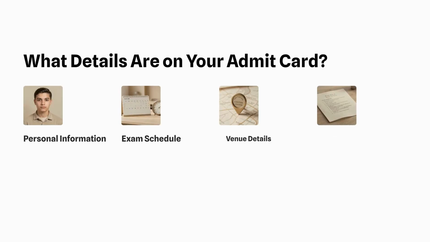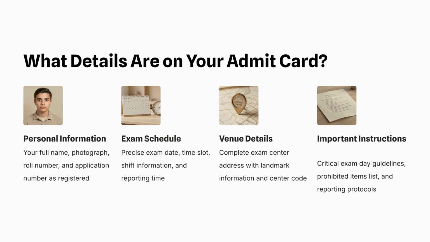Now let's see the details mentioned on the admit card. Your personal information, that is your full name, photograph, roll number and application number. The exam schedule, which includes the exact date, shift timing and reporting timing. The venue details are your complete exam center address along with the center code. The important instructions, that are guidelines for the exam day and a list of prohibited items. Always double check these details carefully.